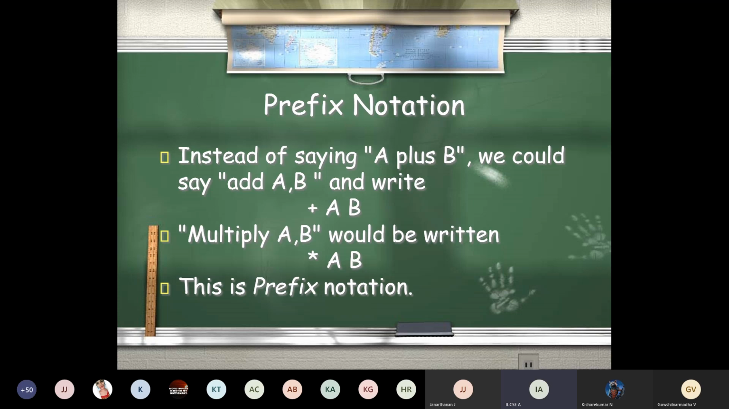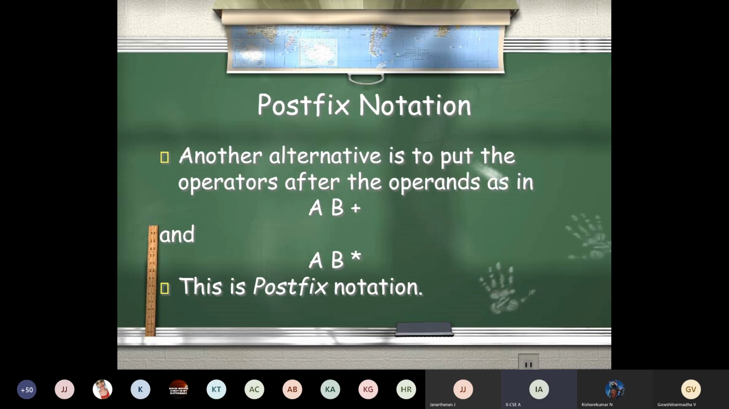Okay, so we'll discuss postfix notation. Like in prefix, where your operator goes before, in postfix notation your operator is going to come after the operands. So if I want to add two variables called a and b, I'll write ab plus. All these are valid notations.